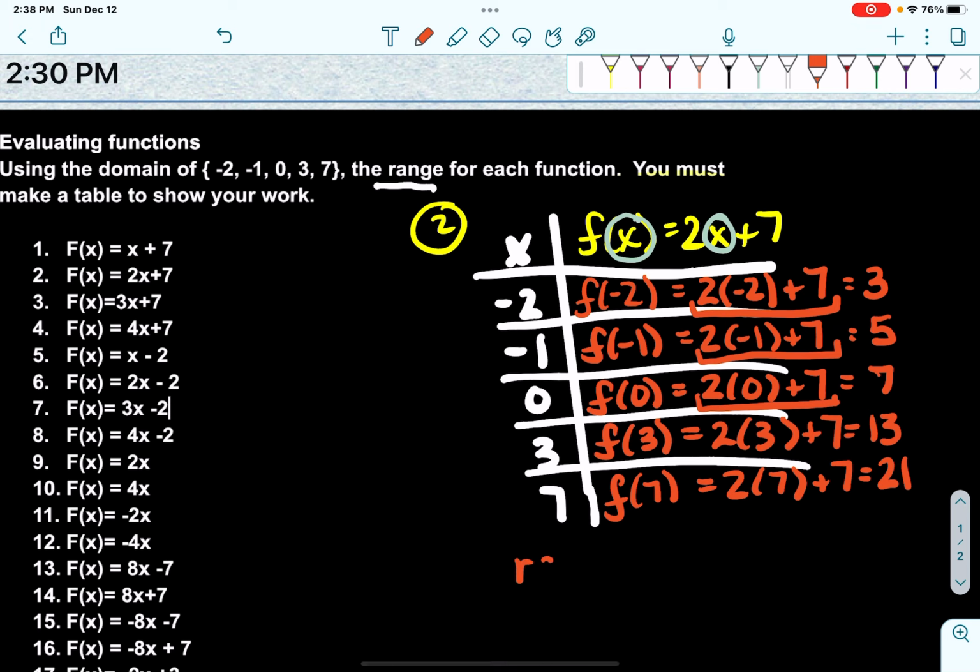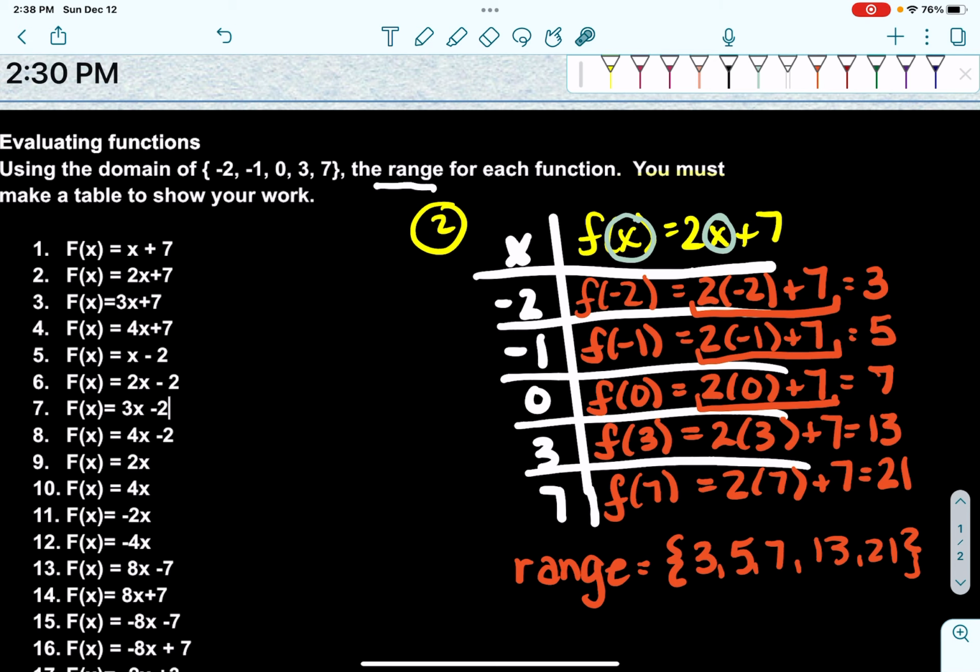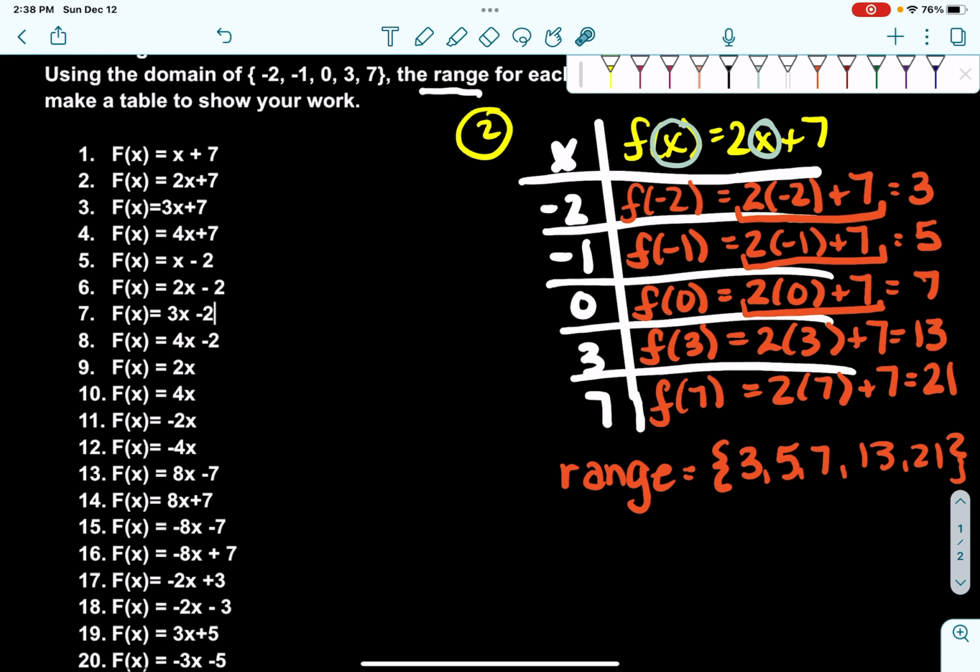So remember, you got to write that in a set. So range equals, use your set notation, 3, 5, 7, 13, and 21. Now we were lucky because these were already in order from smallest to biggest. If they weren't, then I'd have to rearrange them so they are. Okay, so we've done the first two.